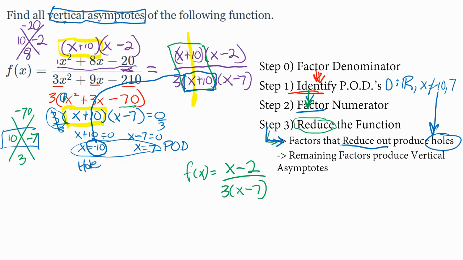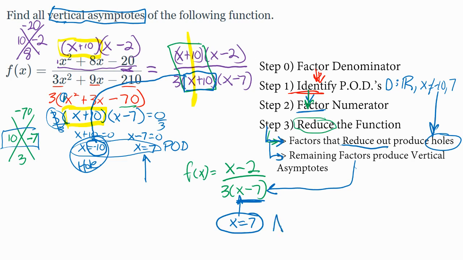So our job then is to focus on this 7. Remaining factors in the reduced form cause vertical asymptotes. Because x equals 7 still causes the denominator to be 0, that's an issue. I cannot divide by 0, so x equals 7 is still an issue in the reduced form, so it's defined to be, algebraically, a vertical asymptote, a VA for short, at x equals the vertical line 7.